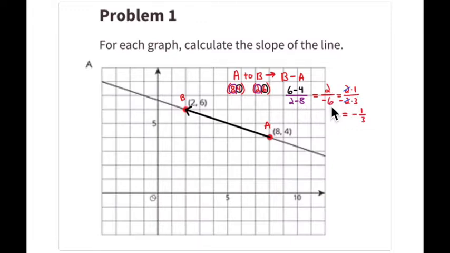And you can factor out the 2's from that, so it's 2 times 1 and 2 times 3, and so that answer becomes a negative 1/3.